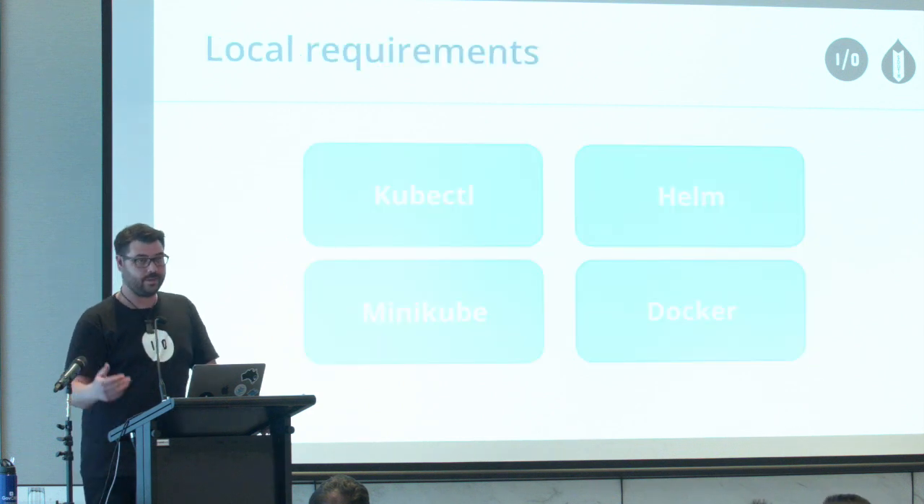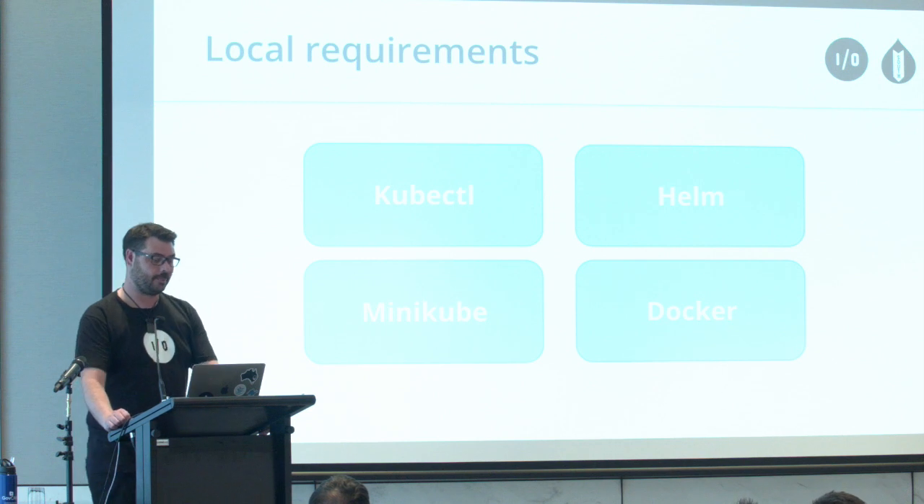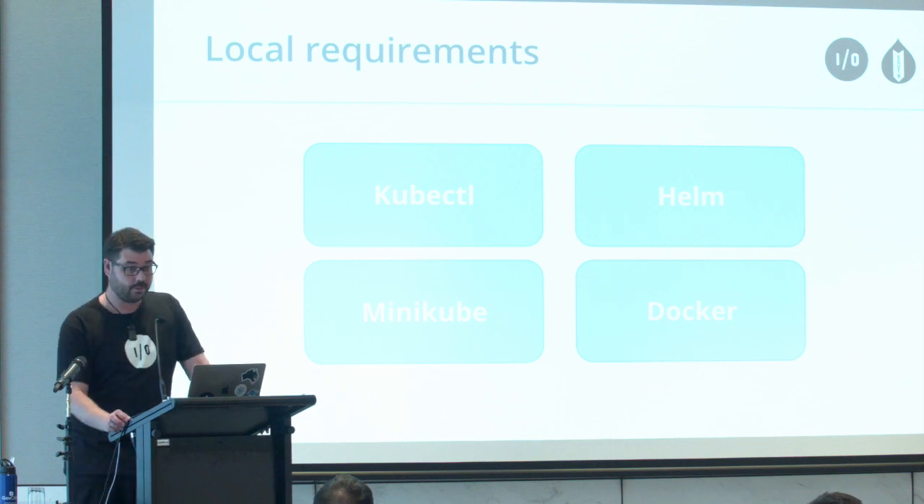The local requirements we talked about just before. You'll need kubectl, Helm. For the example, if you're going to process it word by word inside the README, Minikube. You don't need Docker unless you're going to be modifying things, but it's also useful.